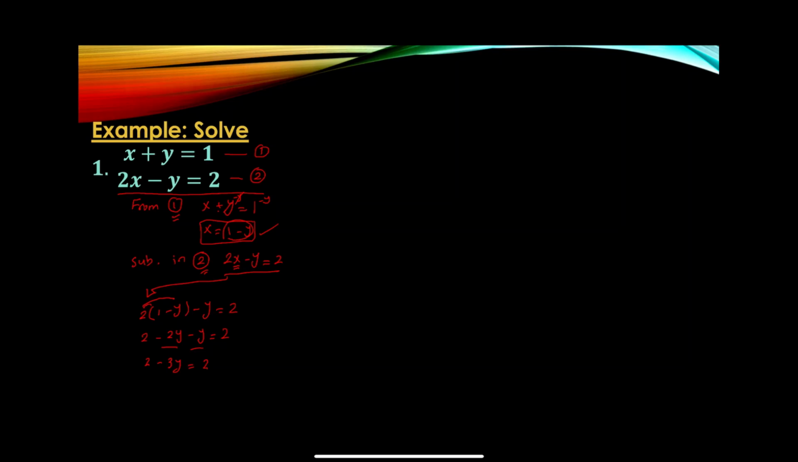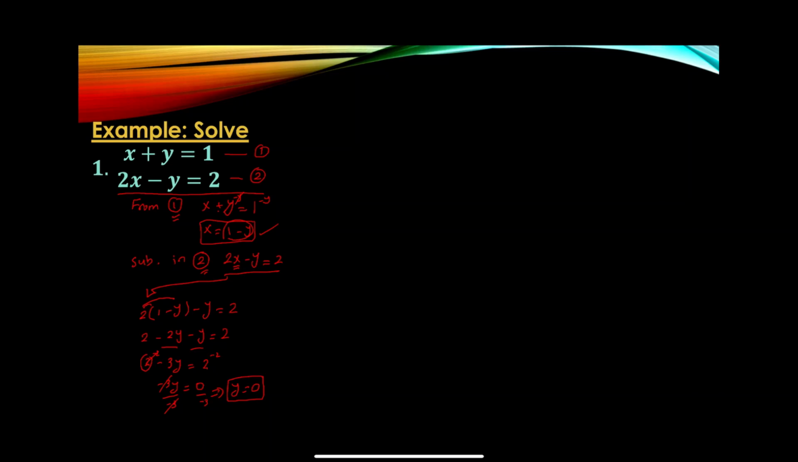Now I want to solve for y. This is positive, so we should add negative 2 to both sides. This will be cancelled. Negative 3y is equal 2 minus 2, which is 0. So in this case, we should divide both sides by negative 3, and negative 3. So y, this will be cancelled with this, y. 0 over negative 3 is 0. So we were able to get the first variable, which is y.